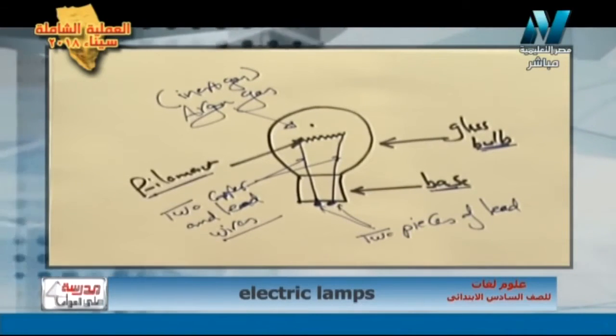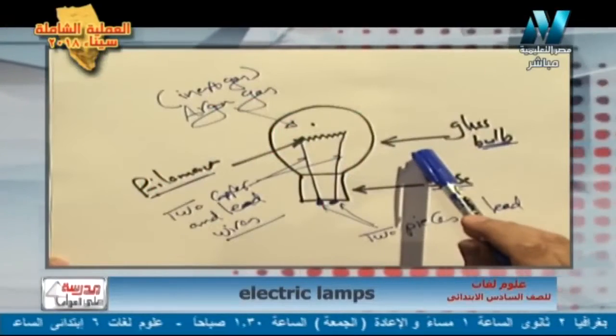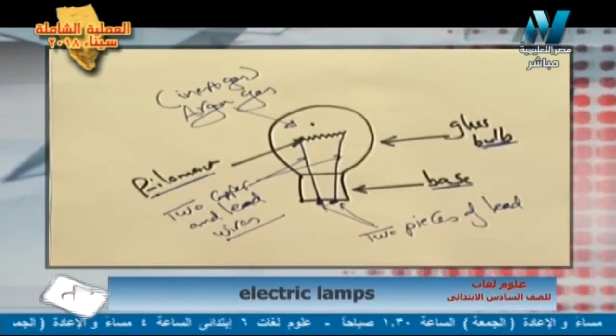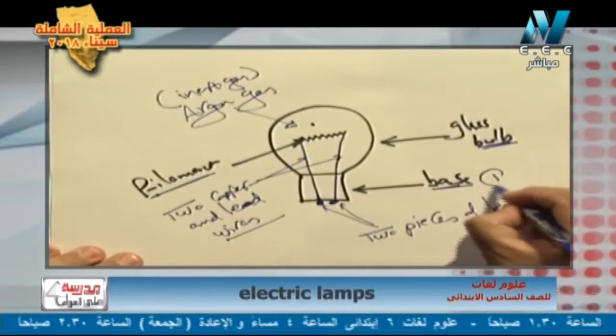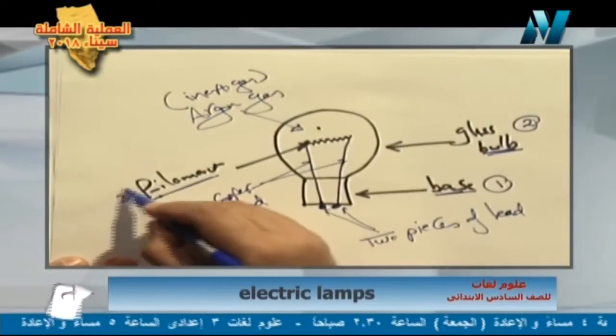So now the glass bulb or the light bulb or the electric lamp consists of, as I said before, 3 main parts and 3 other secondary parts, which are also very important. What about them? Let us see the drawing again. The glass bulb consists of 3 main parts: number 1, the base; number 2, the glass bulb; and also the filament, number 3.